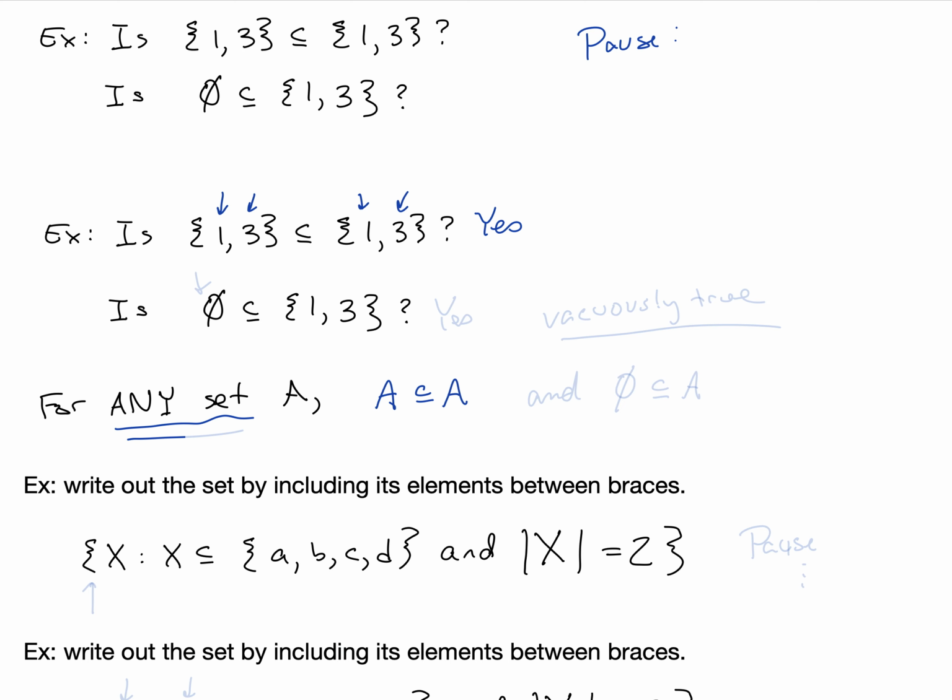Is the empty set a subset of the set containing 1 and 3? Well, let's check all the elements of the empty set. The empty set has no elements. So is any element that is in the empty set also in the set containing 1 and 3? Yes, it is true that any element that is in the first set is in the second set. This is something that we say is vacuously true.